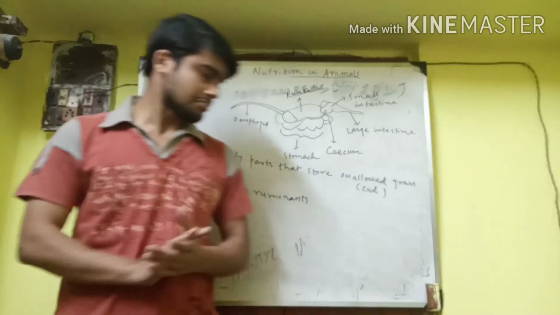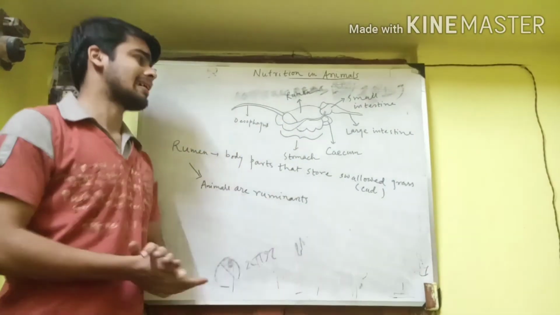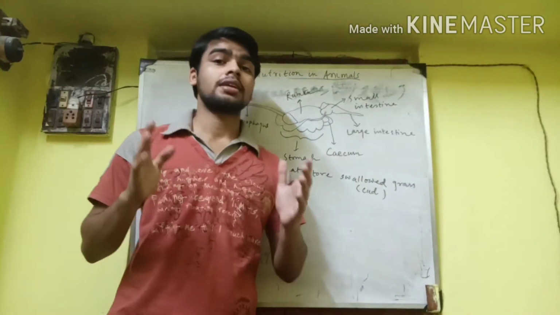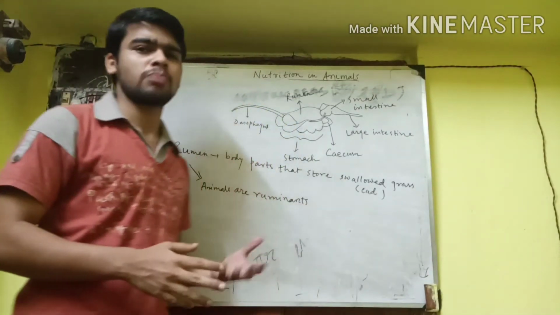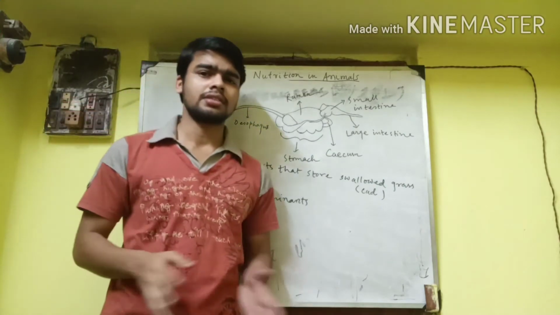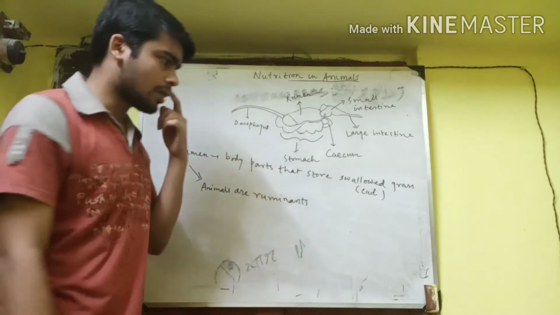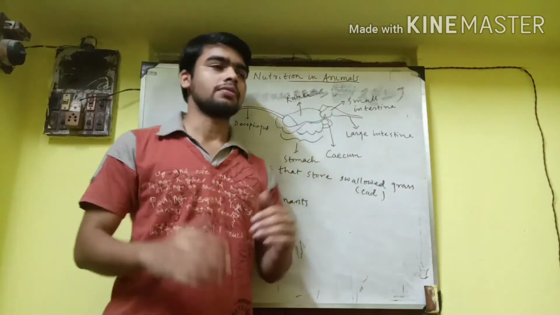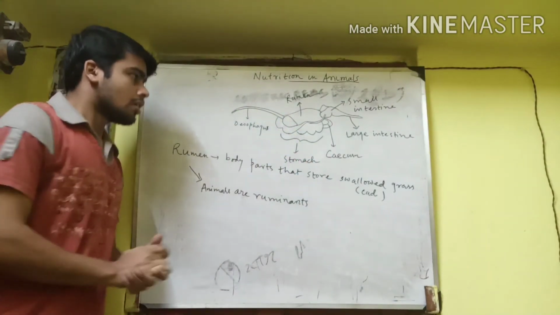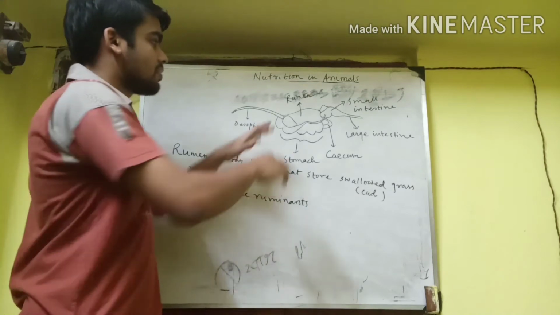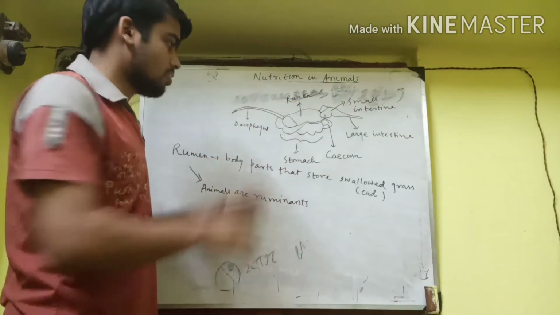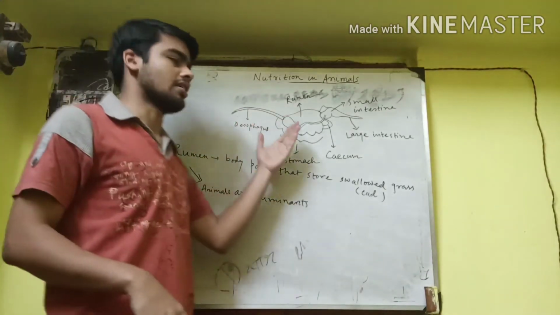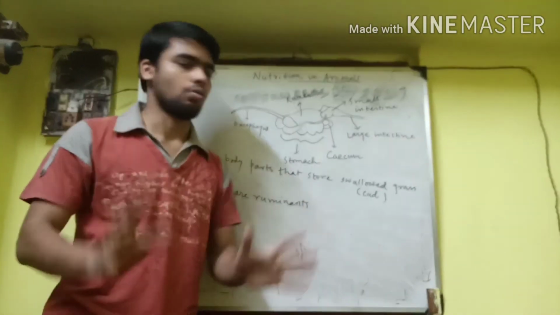Okay, so now we will discuss the digestive system of animals, mainly grass eating animals such as cows, buffaloes, deers, etc. Those are herbivores. Okay, mainly cows and buffaloes are called ruminants. Why they are called ruminants, I will tell you. So basically, this is a rough diagram of the digestive system of ruminants, of grass-eating animals. You can consider it the digestive system of a cow, suppose.